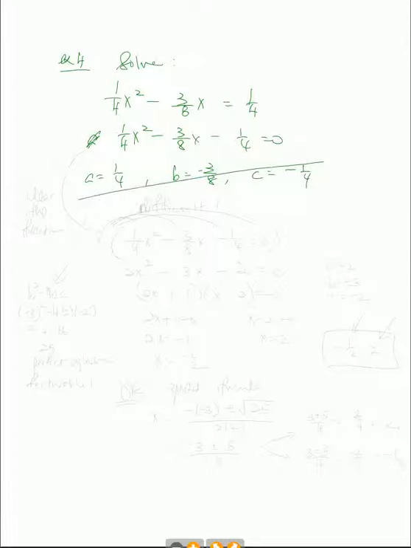But no, bad idea. It's very difficult. So what's recommended is to clear the fractions. That's what you should be doing. So what you should do is multiply the entire equation. Right now you have 1/4 x squared minus 3/8 x minus 1/4 equals 0. You could choose to multiply the entire equation by 8, including the 0.